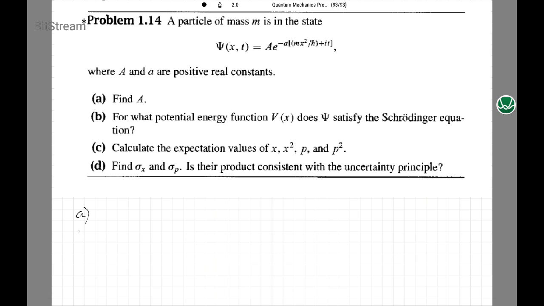The first part's pretty simple. We're just going to normalize it. Now our wave function, capital Psi, has this normalization factor A, and it's an exponential, some constant, I'm assuming a constant A, mass M, and it's a Gaussian, and then plus IT.